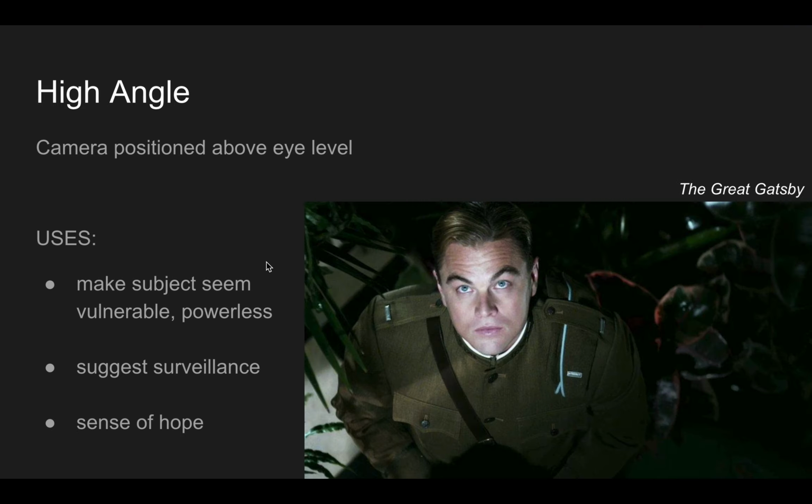The high angle can also convey a sense of hope, as we see here in The Great Gatsby, or that famous scene, which is also an example of camera movement, from The Shawshank Redemption, where Andy Dufresne finally escapes from prison, and it's at night in the rainstorm, and the camera pulls up away from him as he's looking up to the sky, and the lightning's flashing and so forth. And so the high angle there can, especially if the character's looking up, emphasize their hopefulness.